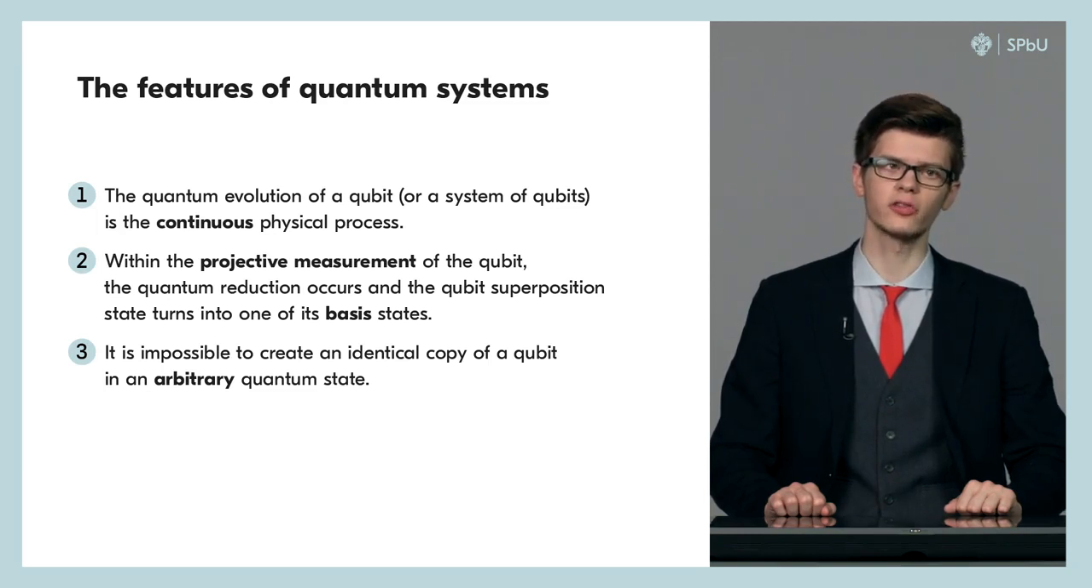Thirdly, according to the no-cloning theorem, it is impossible to create an identical copy of a qubit in an arbitrary quantum state. As a result, one cannot create qubit copies in order to find out whether there was an error in the channel or not.